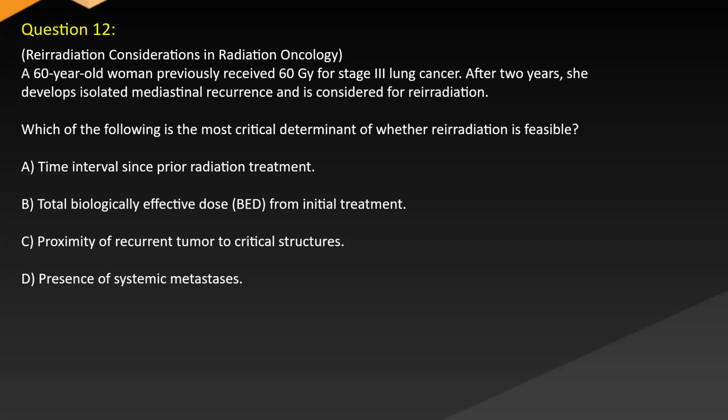Question 12. Reirradiation considerations in radiation oncology. A 60-year-old woman previously received 60 Gy for stage 3 lung cancer. After 2 years, she develops isolated mediastinal recurrence and is considered for reirradiation. Which of the following is the most critical determinant of whether reirradiation is feasible?